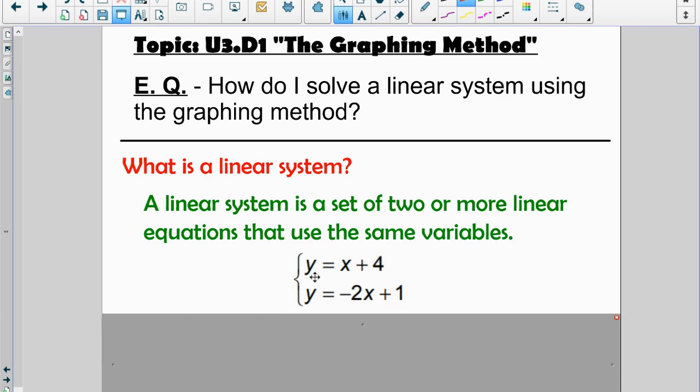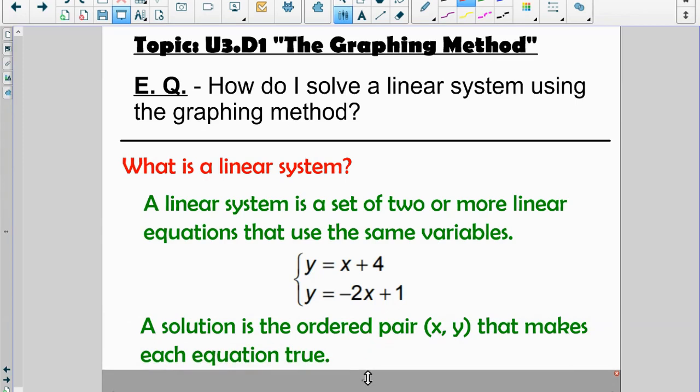So together, this system could have one solution, where the x value from the first equation has to be the same x value in the second equation. The unknown y value in the first equation would have to be the exact same y value in the second equation. So if we were to think of a number, an x value, and when we add 4, it gives us a y value, we'd want to find the same x value that when we multiply it by -2 and add 1, it gives us the same y value as we got in the first equation. If we can find that x and y, that's the solution to the system of equations. So a solution is that ordered pair, that x and y value that makes each equation true.